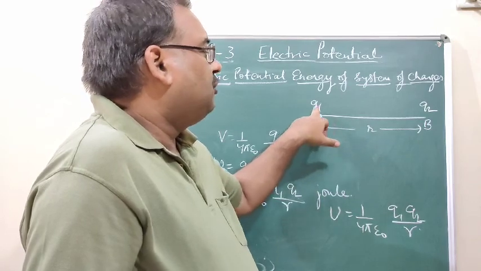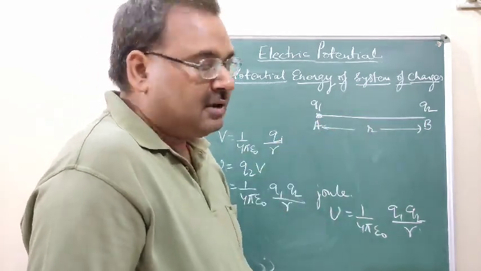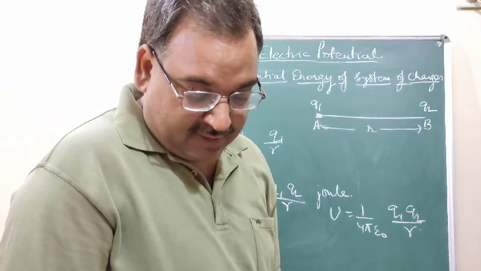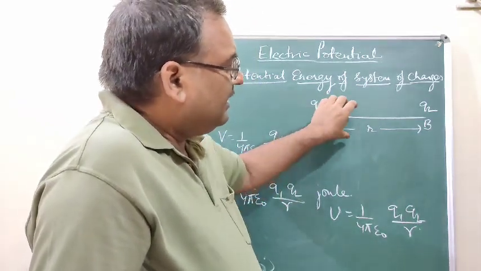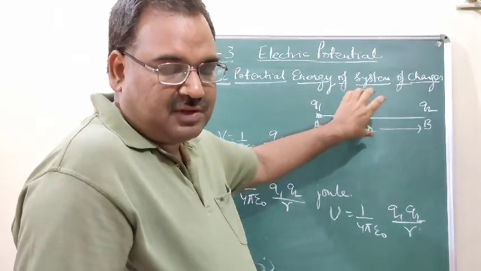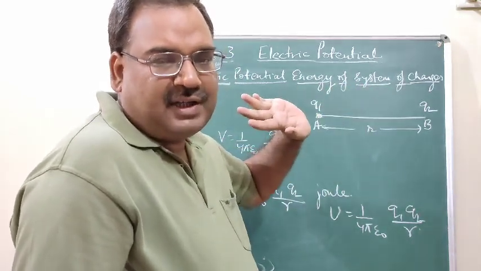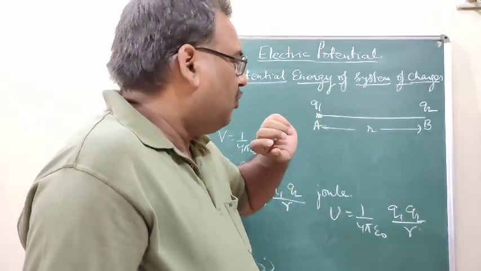There are two charges Q1 and Q2 that are separated by a distance r. They are at the points A and B respectively. Initially we take that the whole system of charges is in a vacuum. So the value of K is equal to 1.